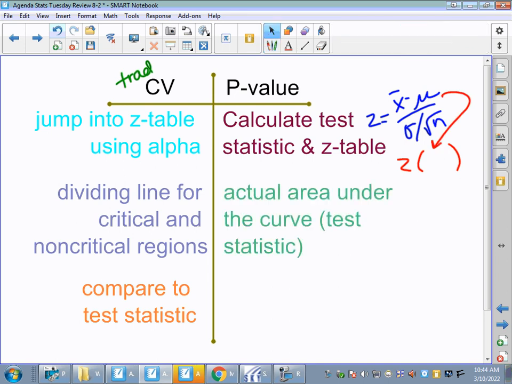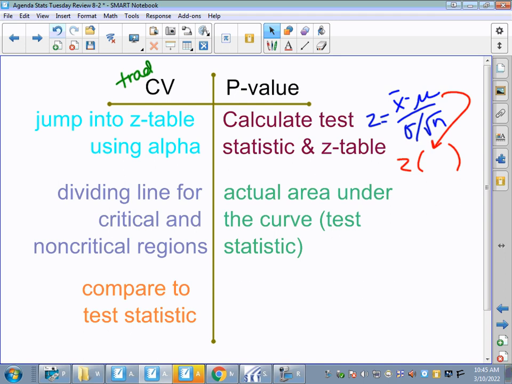This is the actual area. So if I get an answer from that z-test of 2.78, I go to my z-table, I go to 2.7 and then across to 0.08, and that is the actual area under the curve. Remember, right or left makes a difference. Make sure that you keep track of that, because right we have to subtract from 1. So the actual area under the curve is what we're looking for from that test statistic.